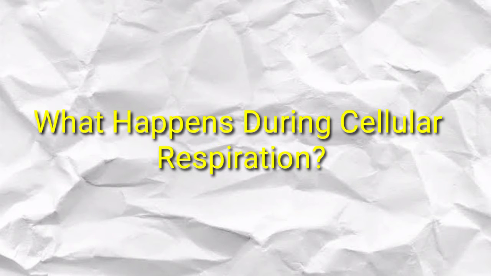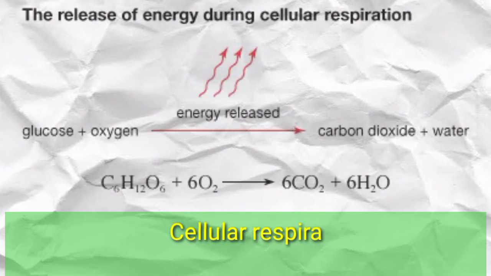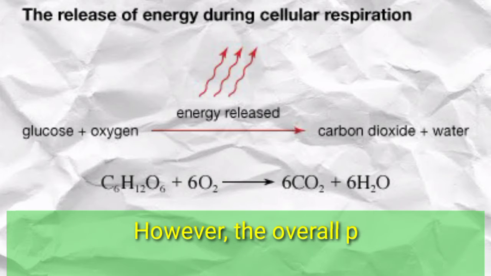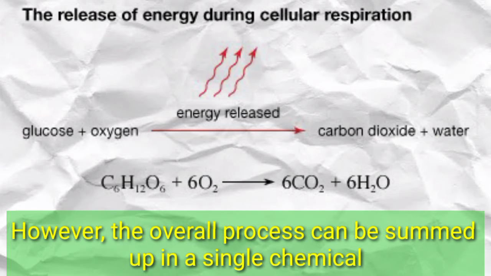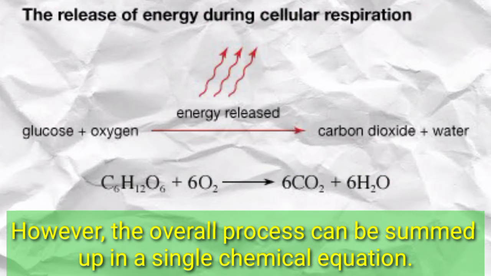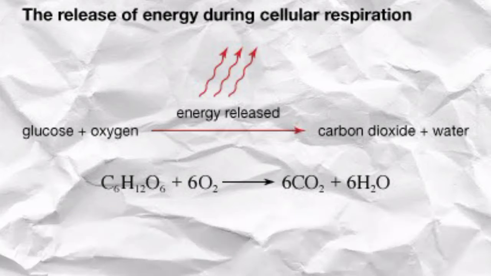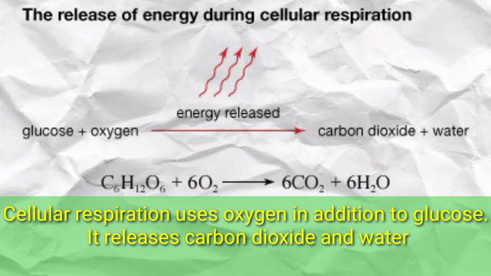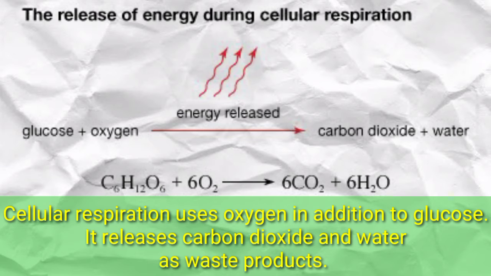What happens during cellular respiration? Cellular respiration involves many biochemical reactions. However, the overall process can be summed up in a single chemical equation. Cellular respiration uses oxygen in addition to glucose. It releases carbon dioxide and water as waste products.